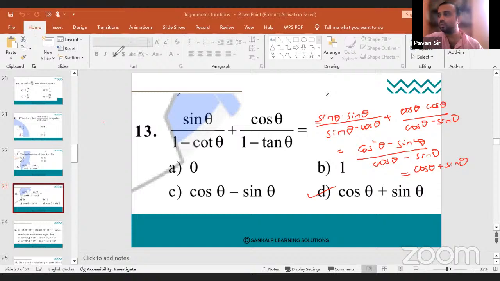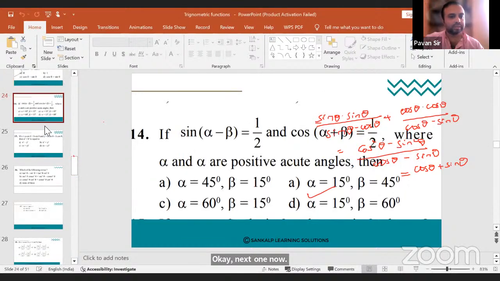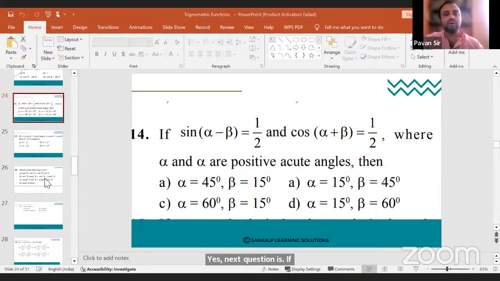Okay, next one now. Yes, next question is, if sine of alpha minus beta is half, cos of alpha plus beta is half, sine of alpha minus beta and cos of alpha plus beta both are equal to half, where alpha and beta are positive acute angles. Here it is a printing mistake again. Please make it correct. Then the values of alpha and beta are what?